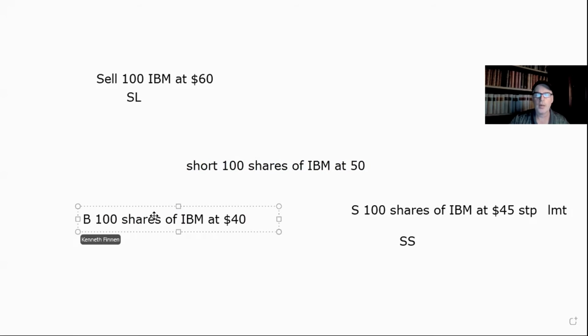I will not buy it at 41. I will not buy it at 42. I will not buy it at 48. When it gets down to 40, I like that. I take my profit and I buy it. Good. So that's a buy limit. And if it goes from 42 to 39, I buy it at 39. So that's a buy limit.